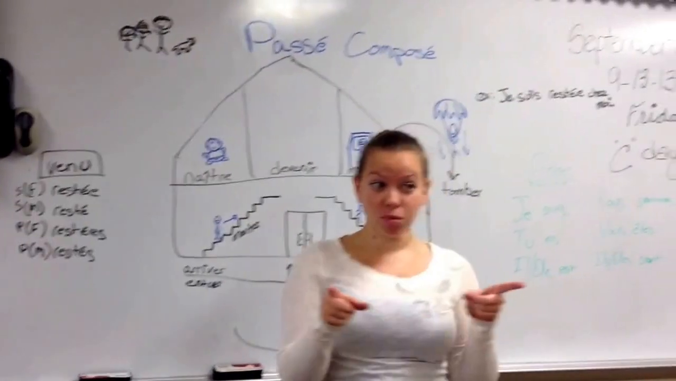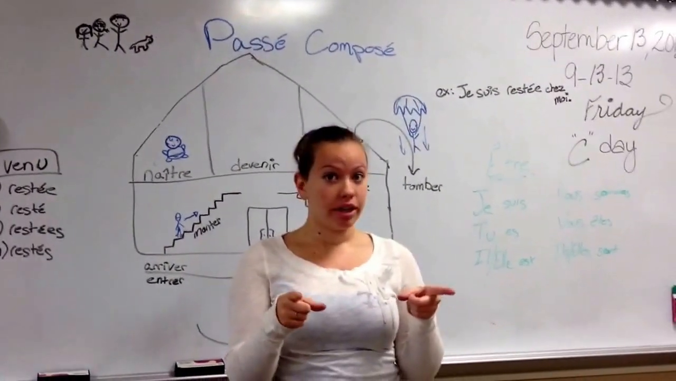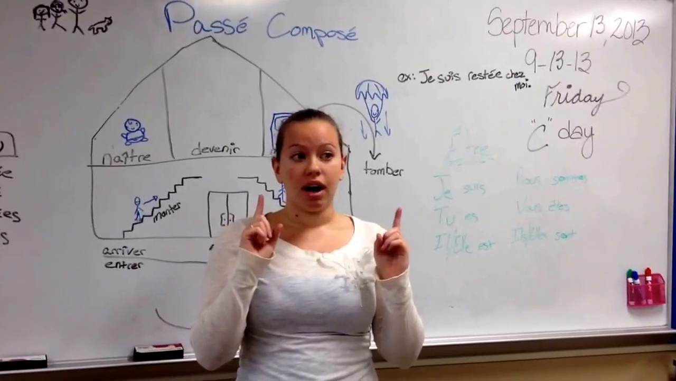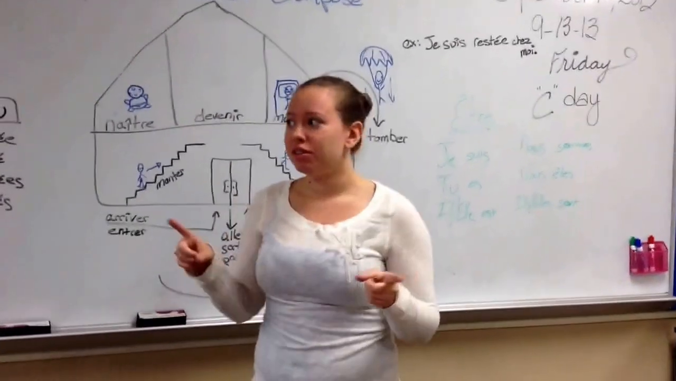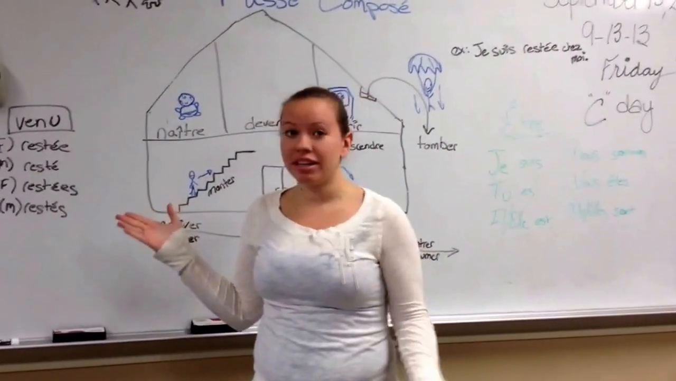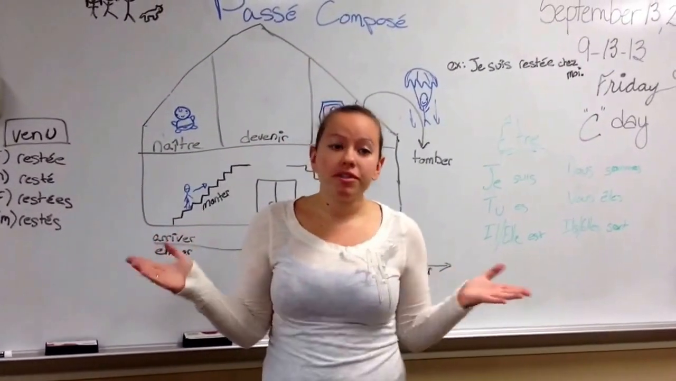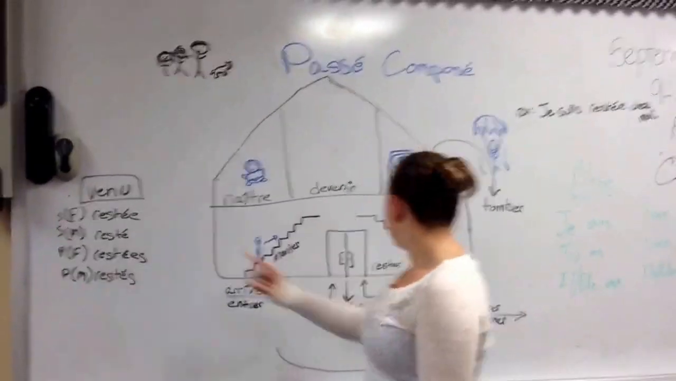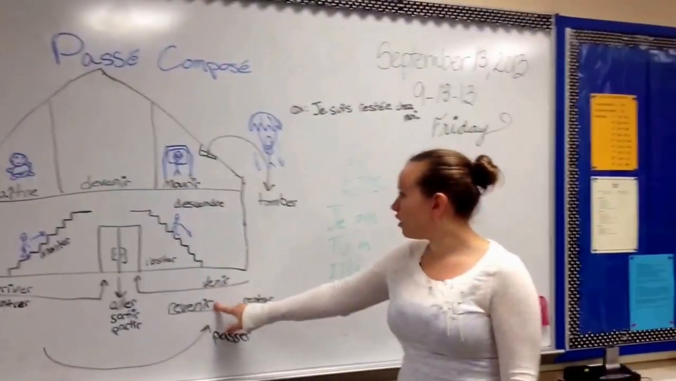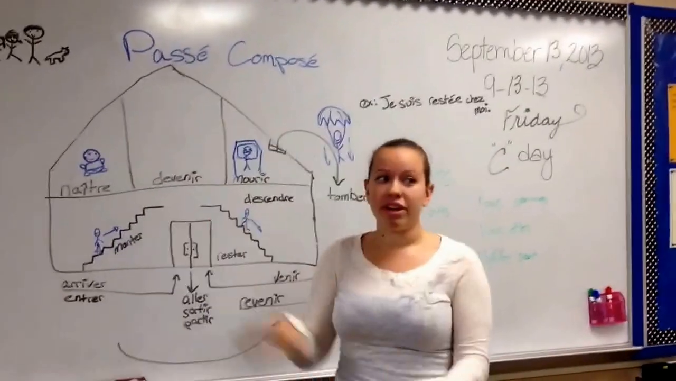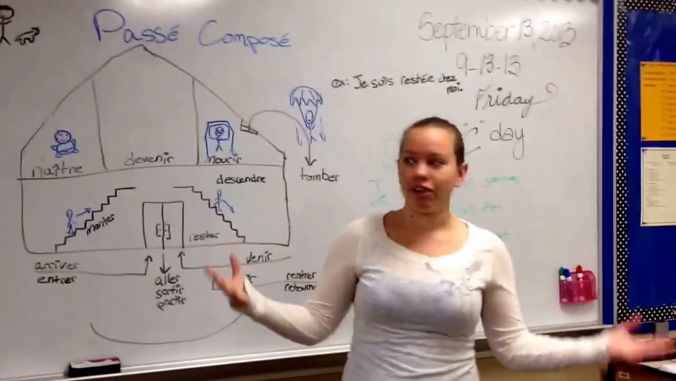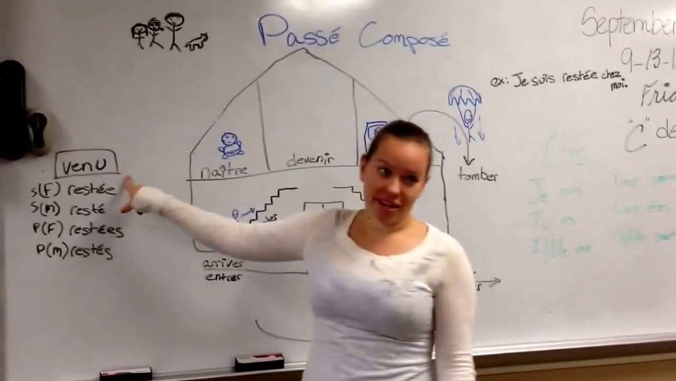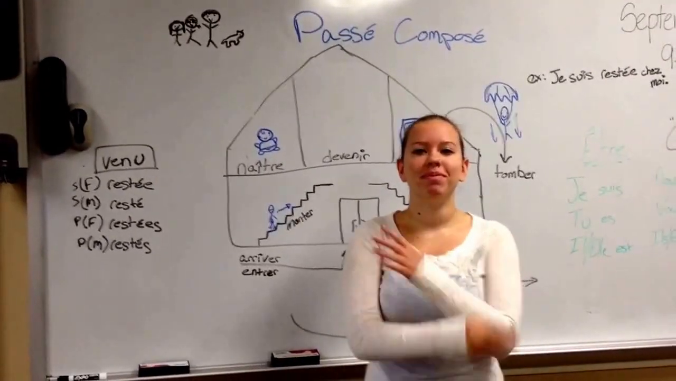Now, there are some weird words in être. So some words don't have the E accent aigu. Most of them do. But venir, revenir, and devenir, because they all end in venir, have a U at the end. Ta-da!